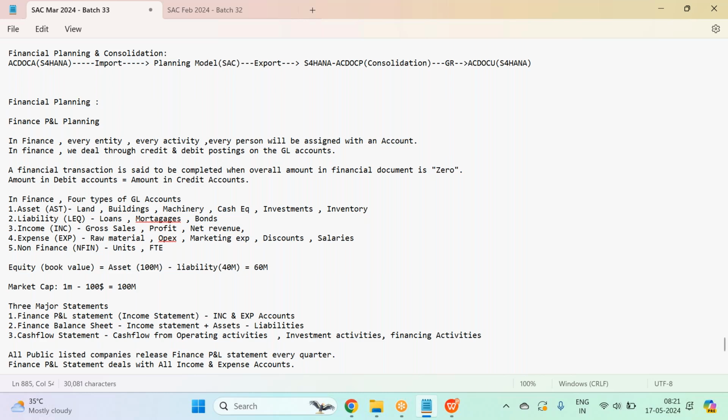Do you know what an asset is? Land, building, machinery. The lands your company has, the buildings the organization has, the machinery it has, the cash equivalents, the cash amount in their banks, the cash in the accounts, or the investments made by the company, they all fall into assets, guys.